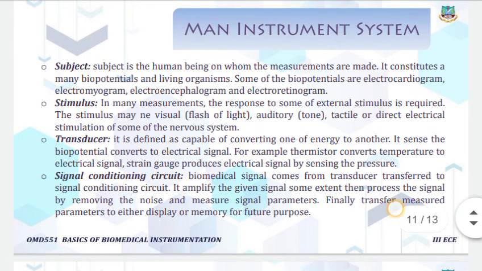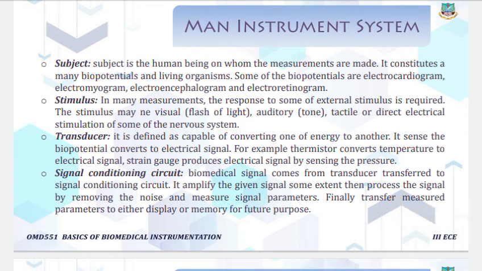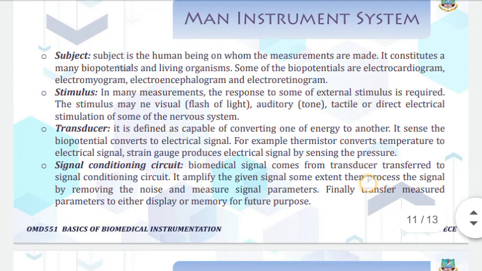Have you understood the subject? It is just a human being on whom we are making a measurement. Assume it's just a patient. Then stimulus. What is a stimulus? In many measurements, the response to some external stimulus is required. The stimulus may be a visual flash of light, some tone, tactile, or direct electrical stimulation of some part of the nervous system. We are giving some stimulus to the particular cell or tissues.